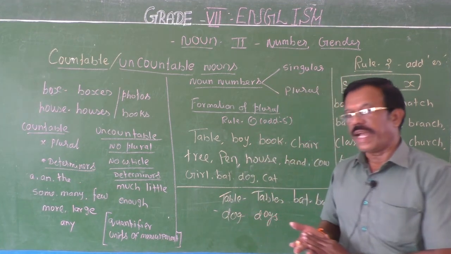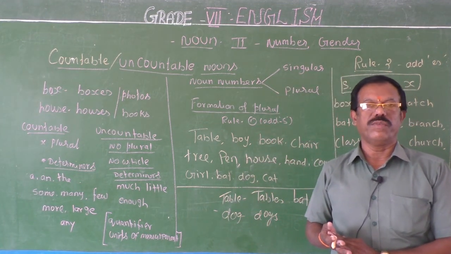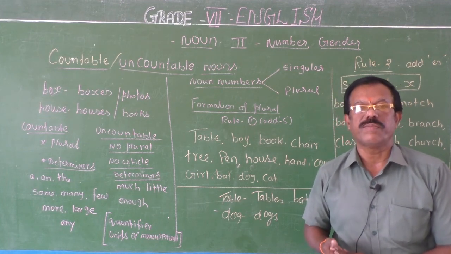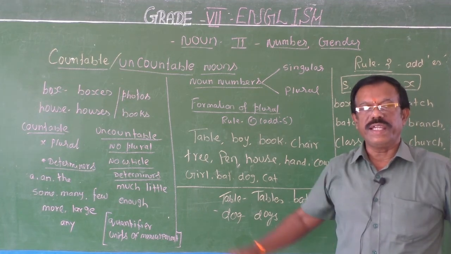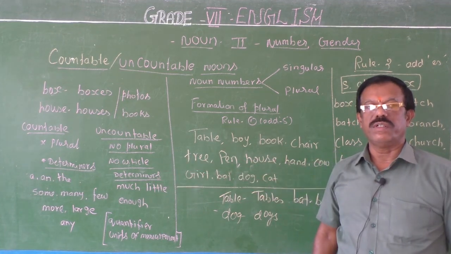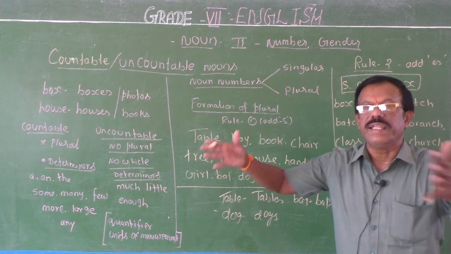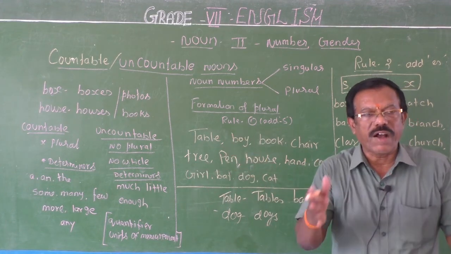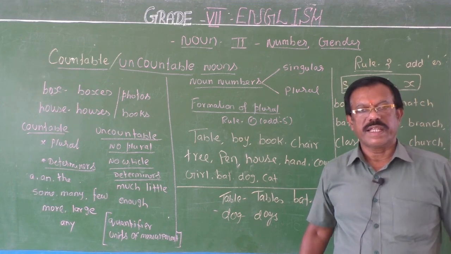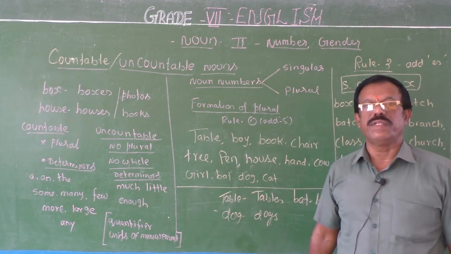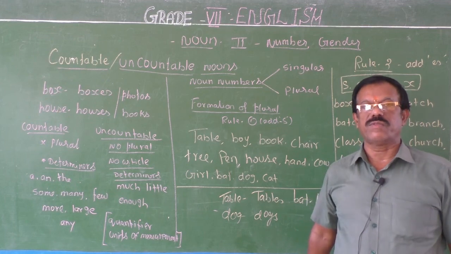Okay? I have a table at my home. We have many tables in our school. We have many books in our school library. There are many boys in this classroom. There are 50 boys in this classroom.